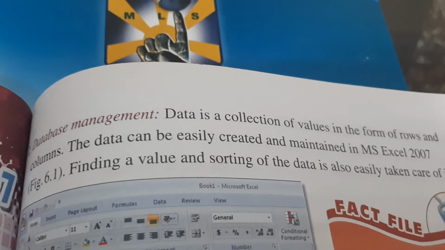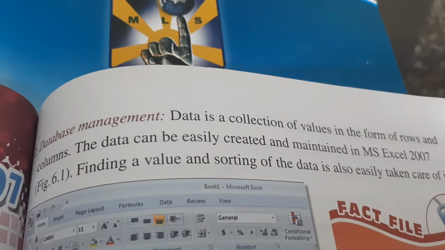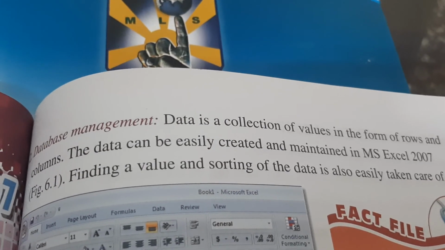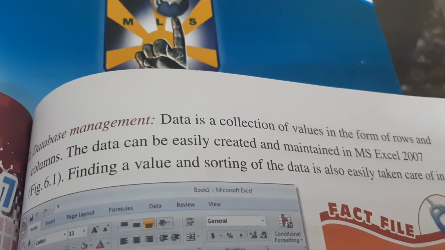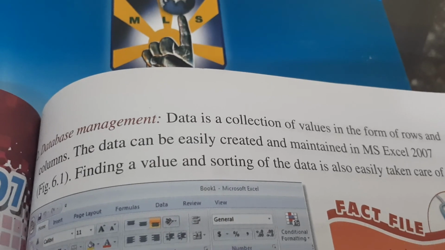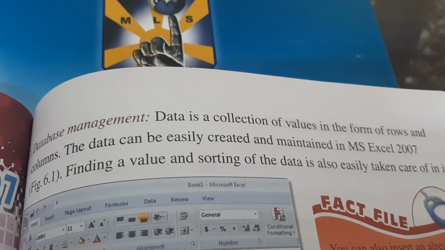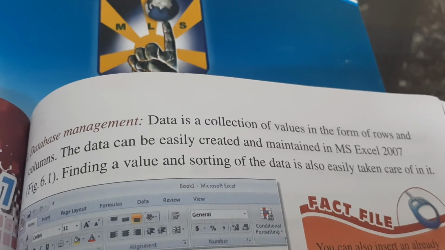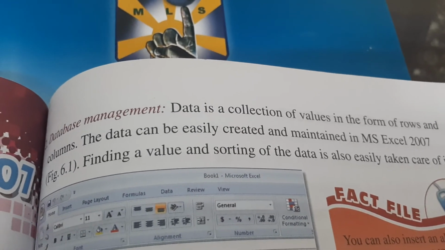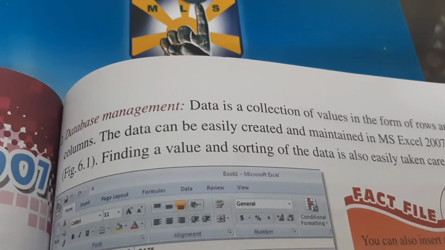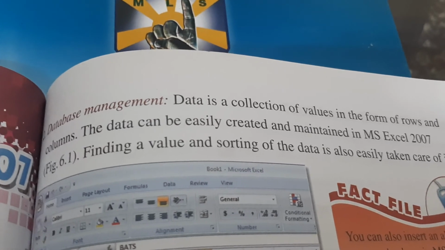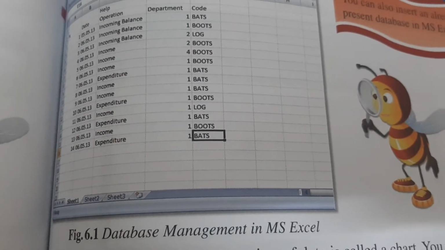Database management. Data is a collection of values in the form of rows and columns. The data can be easily created and maintained in MS Excel 2007. Finding a value and sorting of the data is also easily taken care of in it. When we have to deal with a large amount of data, database management helps us to maintain and create our data. Figure 6.1.